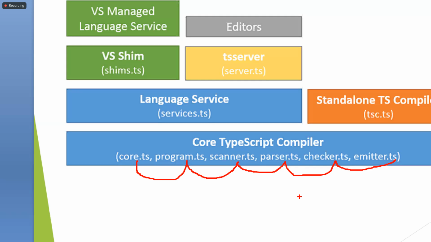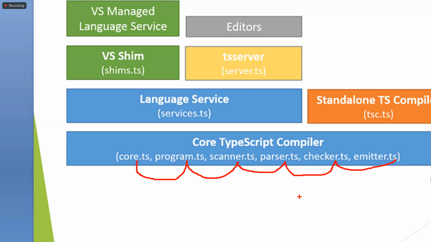Emitter is responsible for managing output. Data type conversions are managed by parser. Parser is responsible for converting one type to another. And data type verification is done by checker. Checker verifies the type, whether the type you initialize and the type you are storing are the same or not. It will check.